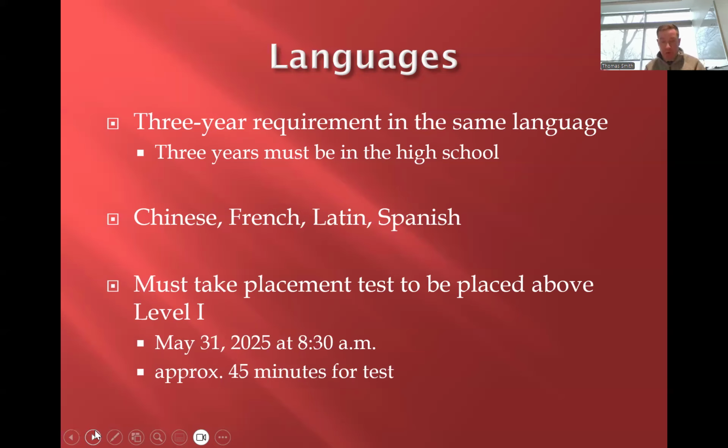All right, now I'm going to turn it over to Melissa Ewing, our Modern Language Department Chair, who is going to talk a little bit about the language offerings, particularly Spanish, French, and Chinese. All right, so I'm going to turn the camera over here. Hello. This is Melissa Ewing. Hi, nice to meet you all.